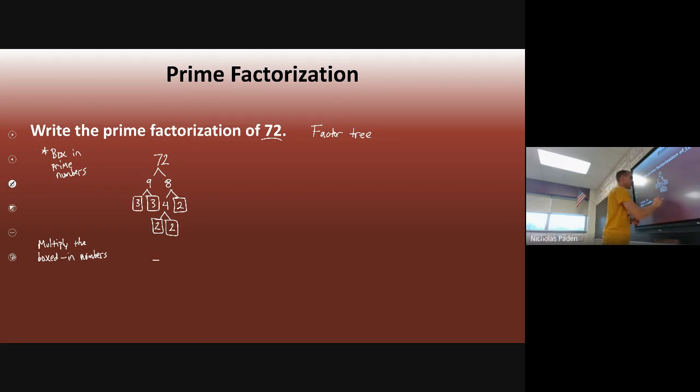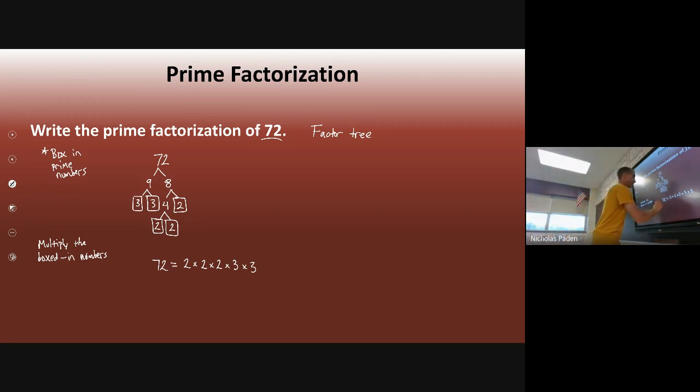So I'm going to do this. 72 equals, and usually you go in order from least to greatest, 2 times 2 times 2 times 3 times 3. So I've got 3 2s and 2 3s.